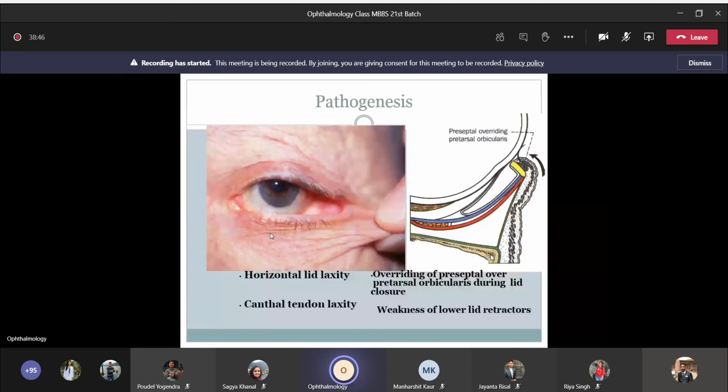So this is the picture showing snapback test. So here we can see the lid is pulled, and after removing the fingers, if it comes back to its normal position immediately, then that means there's no lid laxity. And if it takes some time to come back to its position, then there is lid laxity. And how much lid laxity is there, we have to count the blinks. So after how many blinks it comes back to its normal position, we have to look for that.